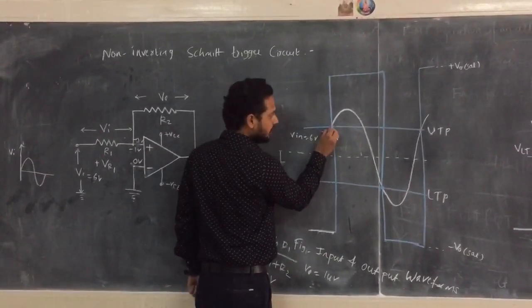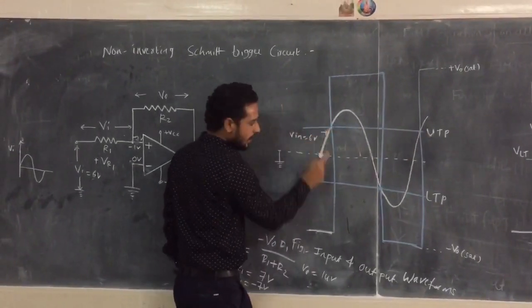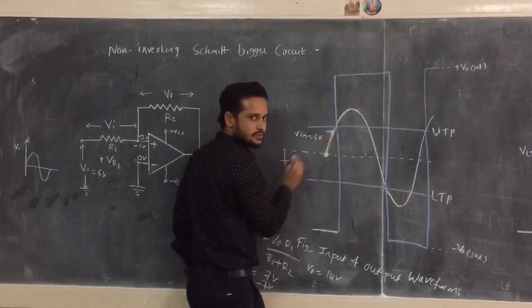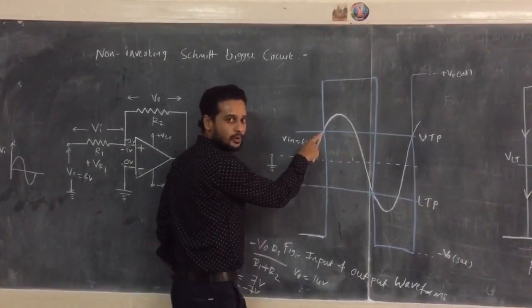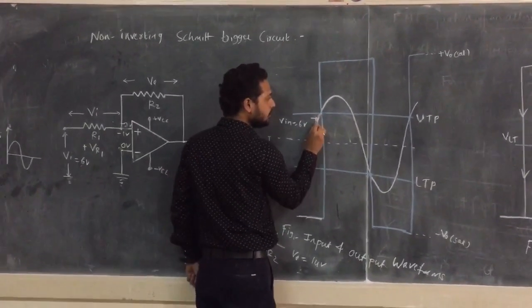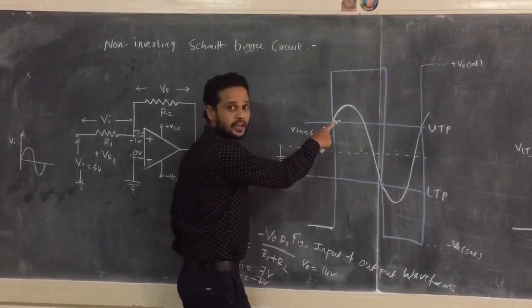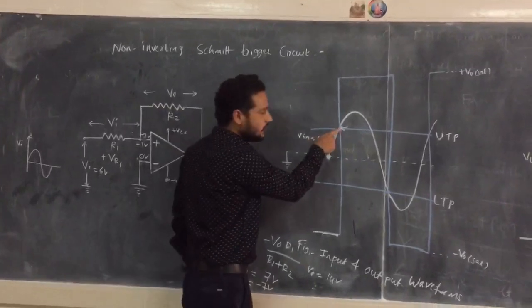Now, at this particular point, you can see here, this is your upper triggering point and this is your lower triggering point. Now input is increasing in the positive half cycle, so it will find the triggering point here, the upper triggering point. When this input voltage increases and just crosses this upper triggering point, then the circuit identifies that there is a triggering voltage here.